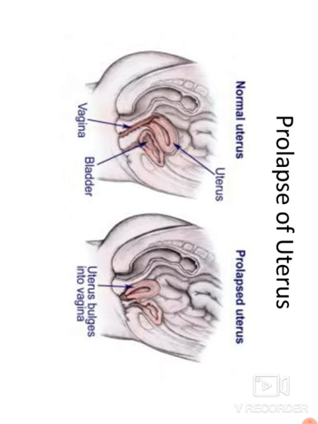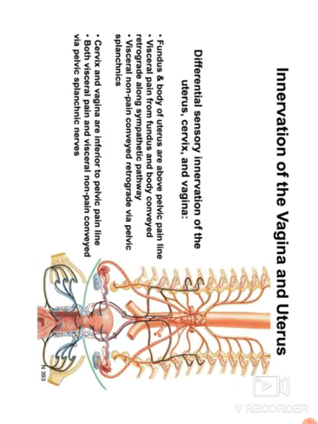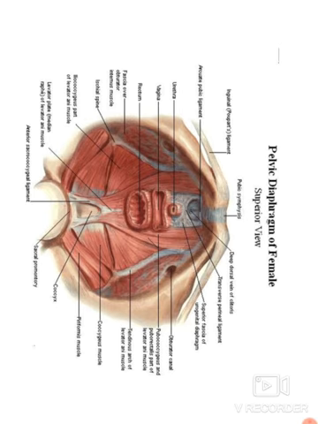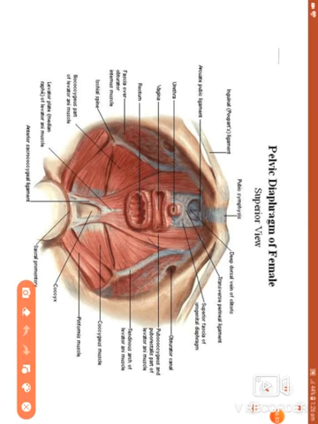So during parturition, during childbirth, there is a possibility of damage to this perineal body and this muscle, the puborectalis muscle. Part of the puborectalis muscle around the vagina is called the sphincter vaginalis. Those fibers get ruptured.